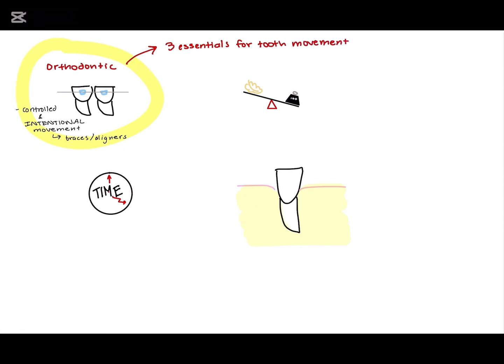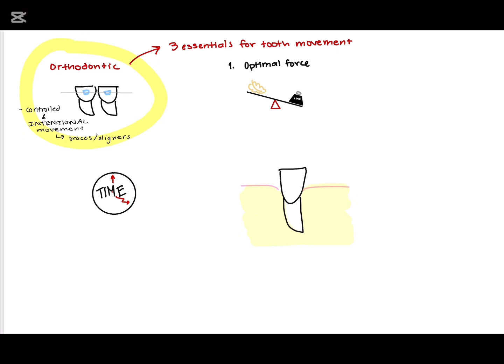Now let's look at what we actually need to make orthodontic movement happen successfully. There are three essentials for tooth movement. One is optimal force. Too little force won't stimulate movement. Meanwhile, too much force will cause damage and delay progress. It is because of this that we need the optimal amount of force.